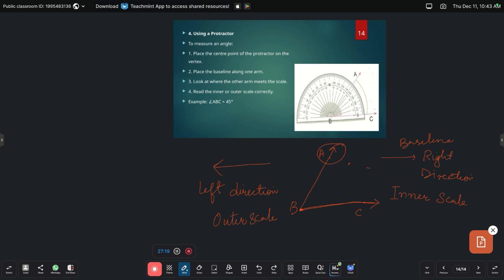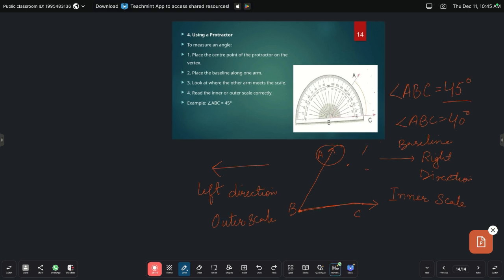So we can say this angle ABC is equal to 45 degrees, as it lies between 40 and 50. If it lies exactly at 40 or 50, we can say angle ABC is equal to 40 degrees or angle ABC is equal to 50 degrees. Wherever your line lies, accordingly you will measure the angle and write it. Got it, boys? Is it clear?